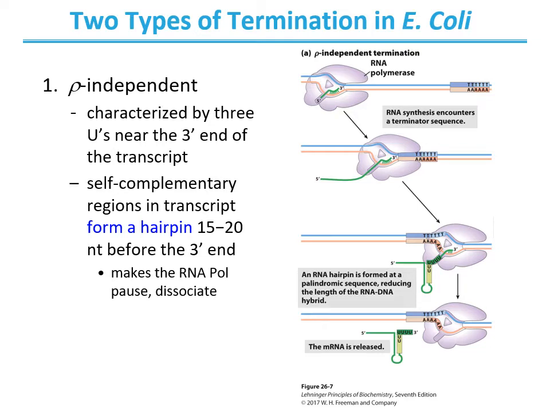The self-complementary regions in the transcript form a 15 to 20 nucleotide hairpin before the 3' end. This is the usual outcome at terminators. At other pause sites, the complex may escape after the isomerization step to continue RNA synthesis.